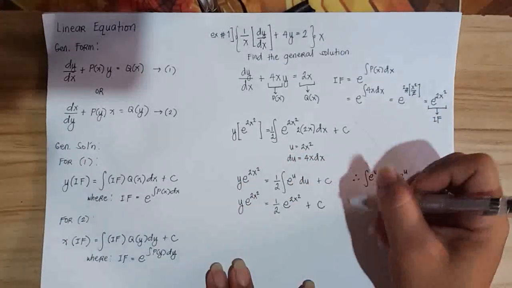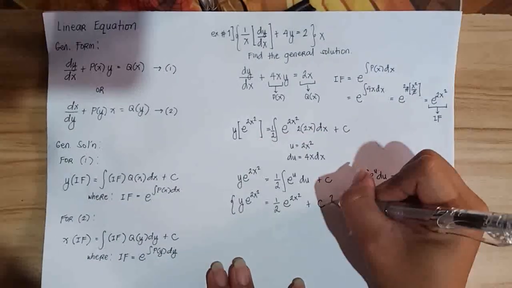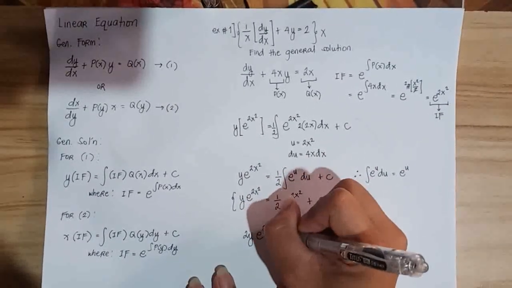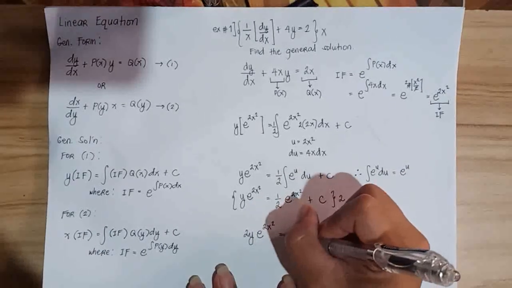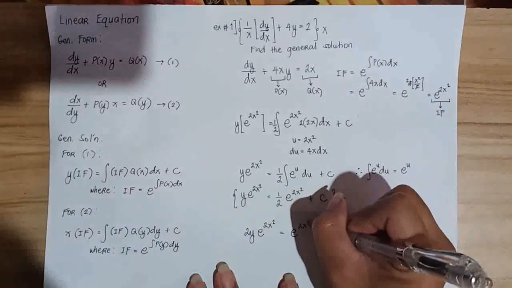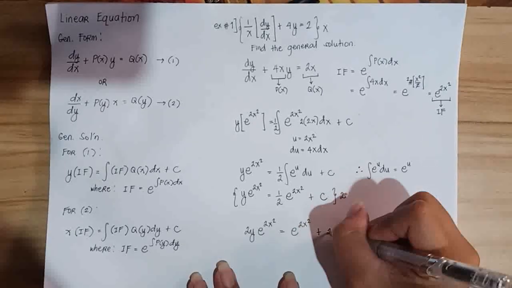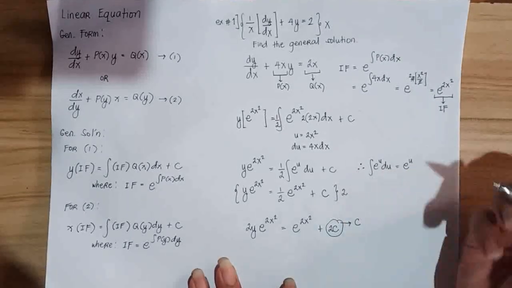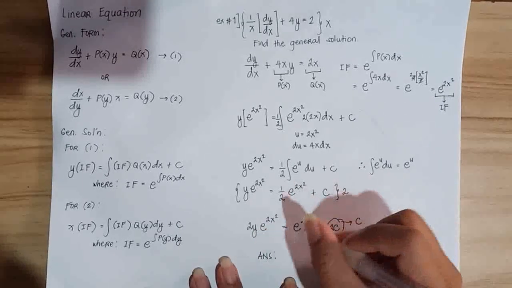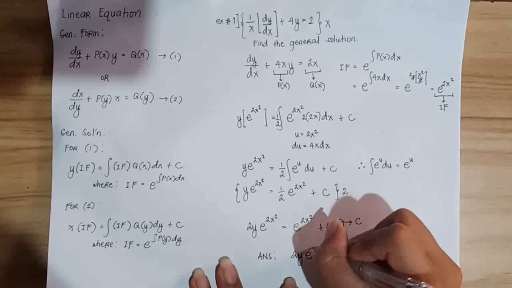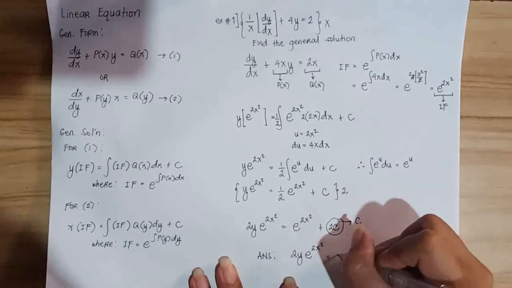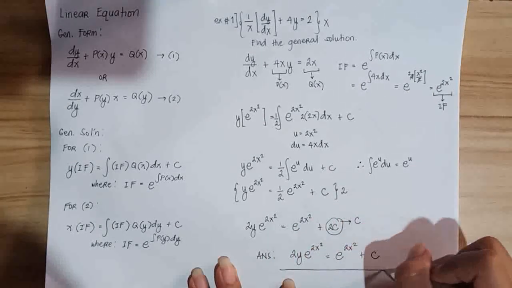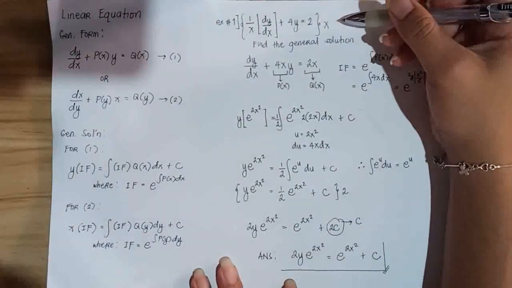Now, this can be your final answer, or pwede siyang i-simplify through multiplying it by 2. You can now have 2y, then e raised to 2x squared equated to e raised to 2x squared plus 2c. But take note that 2c is an arbitrary constant, so this can be c. So for the final answer, you can now have 2y, then e raised to 2x squared equated now to e raised to 2x squared plus c. Now this is the general solution for the given differential equation.